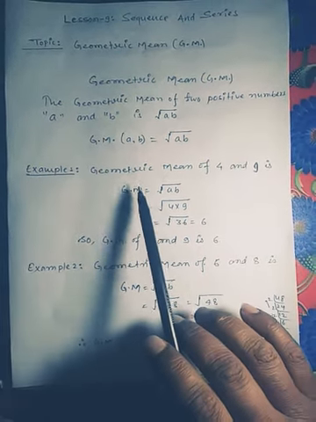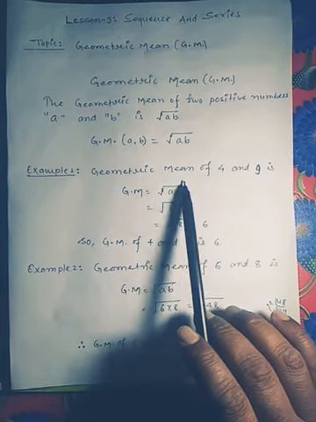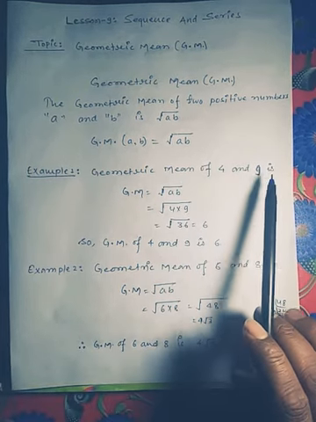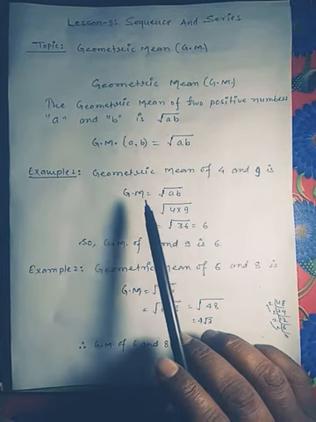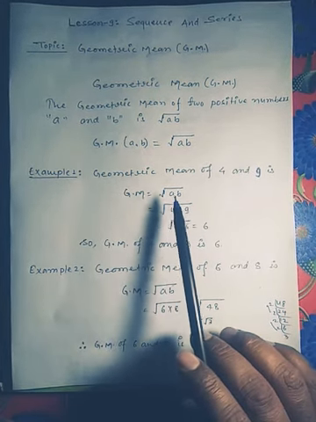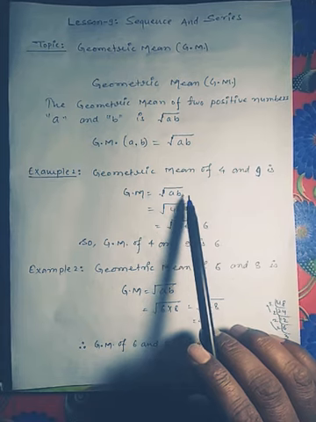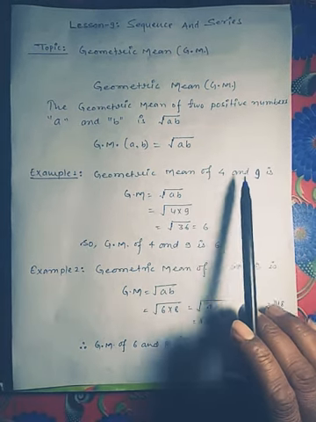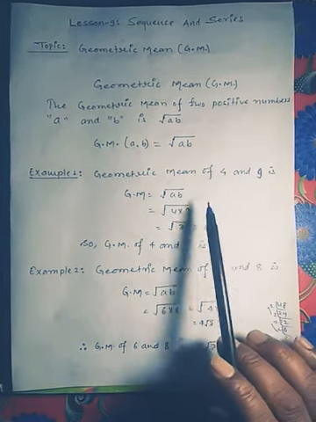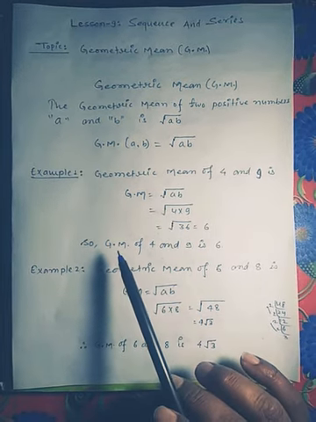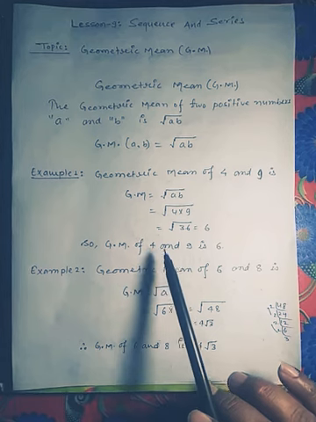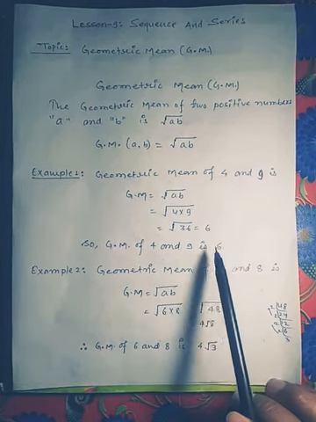Example 1: geometric mean of 4 and 9 is... Since GM is root over AB, A is 4 and B is 9. After simplifying, we get GM of 4 and 9 is 6.